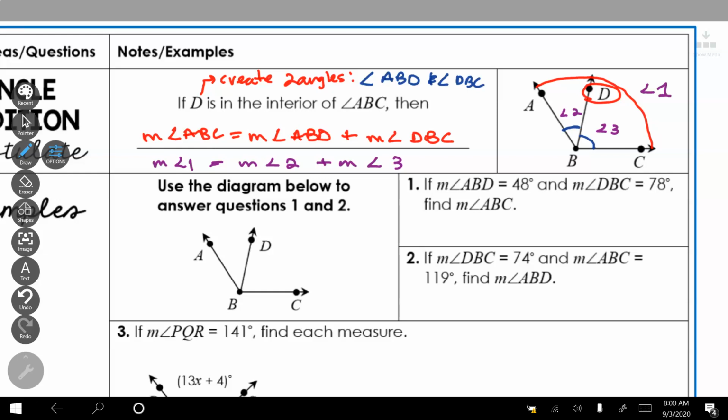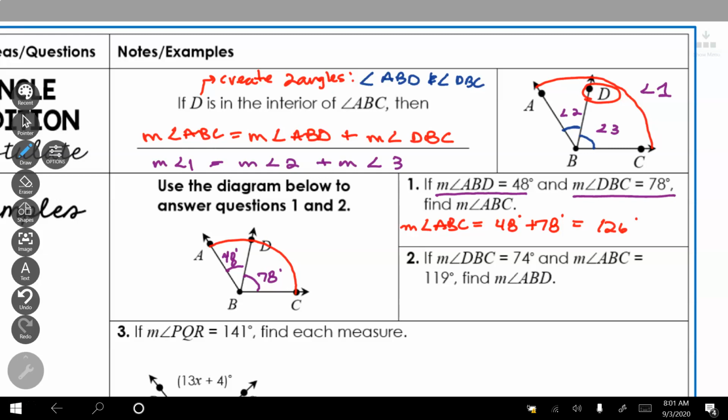So we have the measure of angle ABD, which is a smaller angle, is 48 degrees. The measure of DBC, which is this angle here, is 78 degrees, and what we're trying to find, which will be really easy, is the whole big angle ABC. So the measure of angle ABC is equal to, well, in this case, 48 degrees plus 78 degrees, which is 126 degrees.